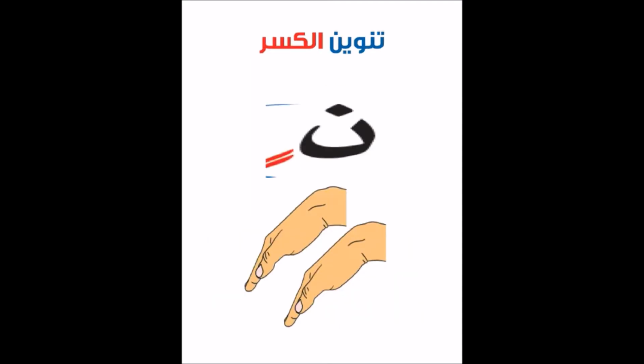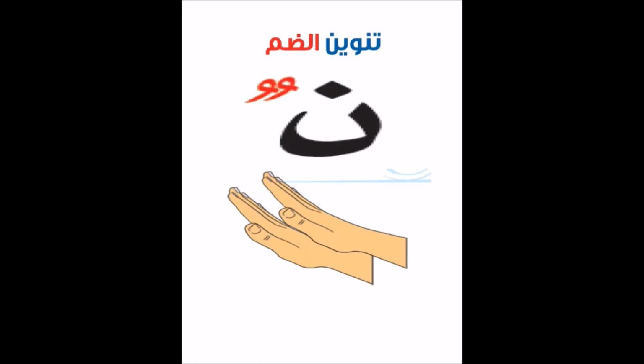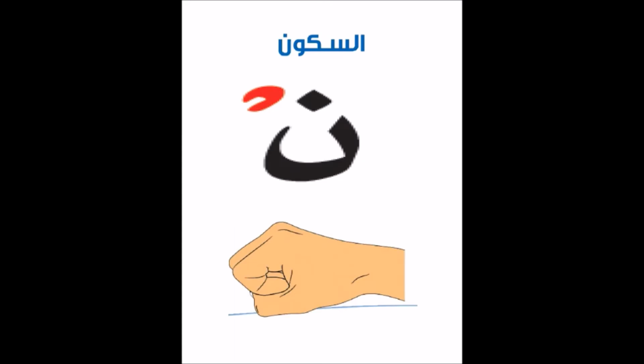Next, tanween kasr, same idea. It's associated with the kasra, downward, two hands this time because it's drawn as a double kasr, and it's downwards because it's underneath the letter. Tanween dhamm, same idea. It's two dhammas upwards, so two hands upwards.